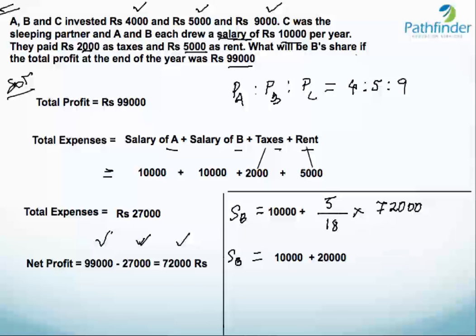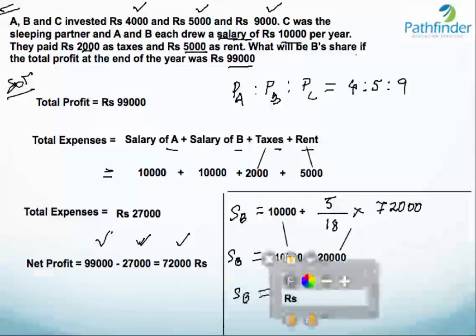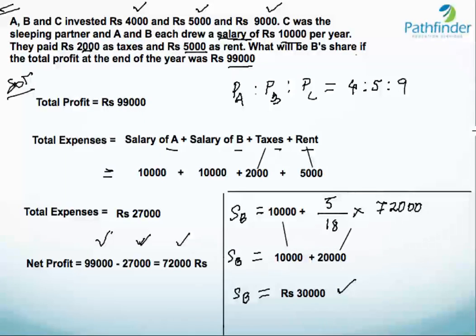So total share of B must be equal to 10,000 plus, if we simplify 5 by 18 into 72,000, it will give us 20,000. And therefore, the share of B is equal to rupees 30,000.